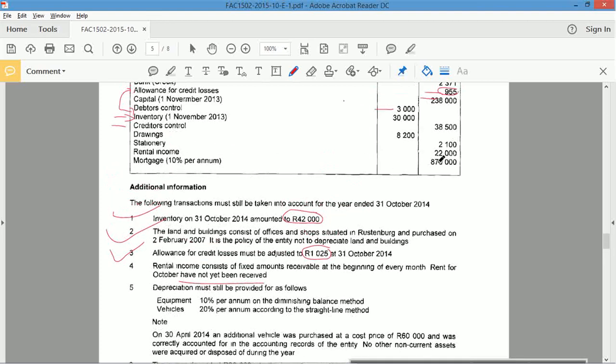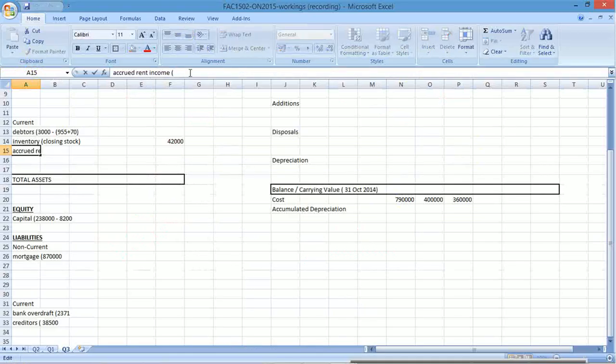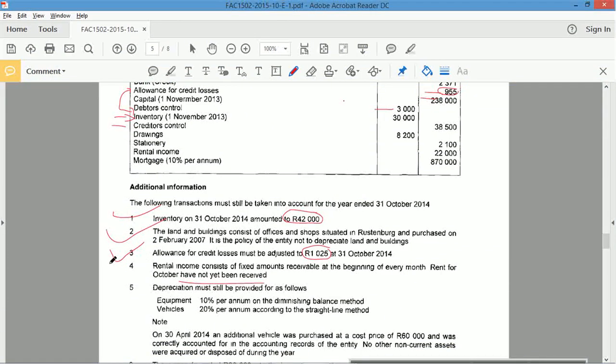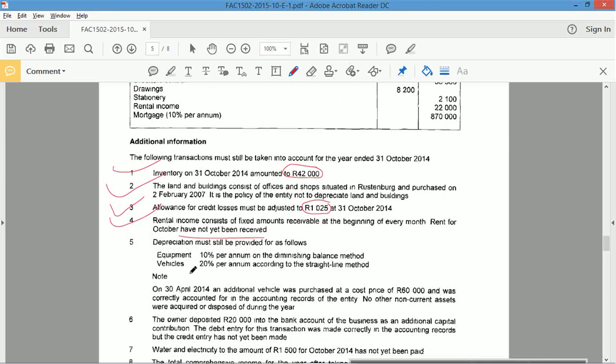Accrued rent income, 1 month is missing. How much was my rent income? 22,000. Okay, so 22,000 divided by 11 months gives me 1 month that's still being owed. 22,000 divided by 11 is 2,000. So I'm owed 2,000 for this year. It's an accrued income. Tick that. Number 5, depreciation must still be provided for as follows.